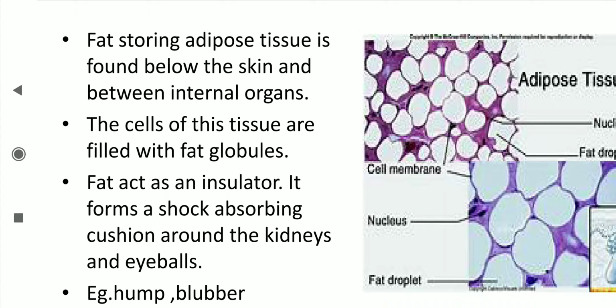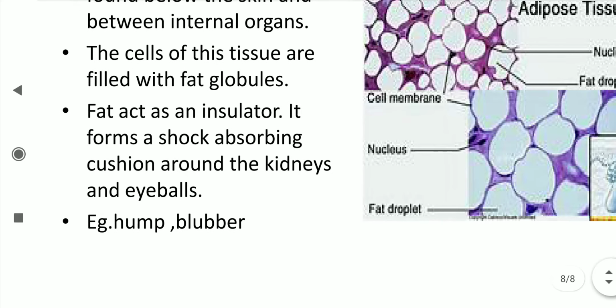हम लोग कूदते हैं, उठते हैं, that time the jerk takes place. So these fat tissues, they protect the internal organ and they behave like shock absorbers. Like they are found around the kidneys, around the eyeball. Okay. In the hump of camel, what is stored? Fat tissues. Blubber, fat tissues.